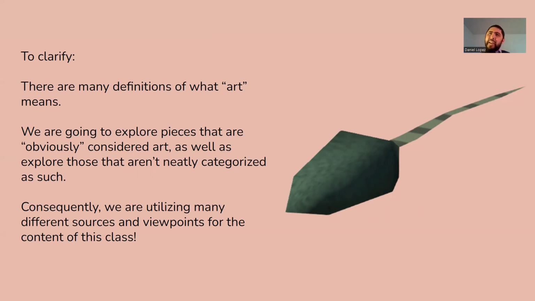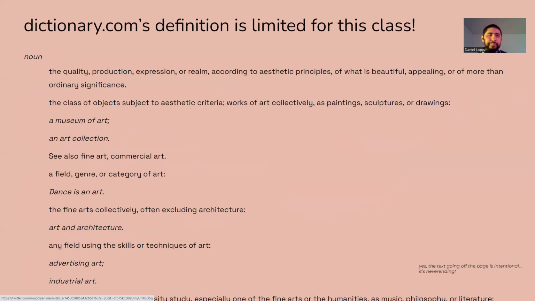And there are ambiguous things that can be considered art by some people, but definitely not by others. Specifically, video games is a big one. That's why I have this really low detailed rat from a video game. We're going to talk about different viewpoints about this and why that's important.